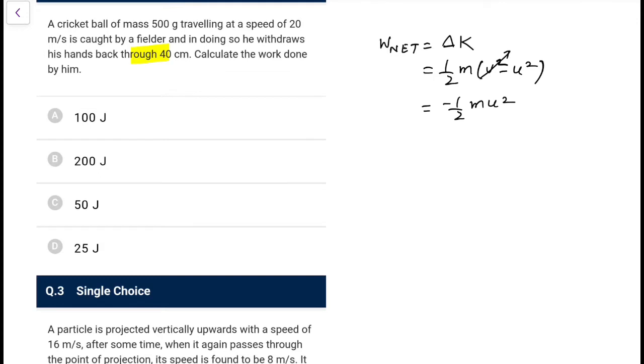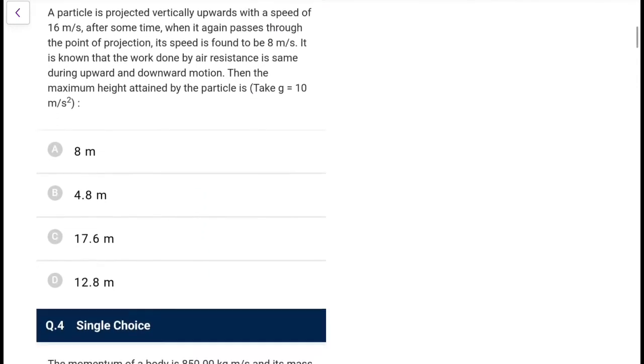Questions typically ask the magnitude of the work only. Ideally it should be with the negative sign. So the mass is 500 grams, that is 0.5, into u square, that is 20 square. So we get minus half into 0.5, this becomes 1 by 4, and 20 square is 400, so it comes out as minus 100 joules. So the work done will be 100 joule. That would be my pick of the option.